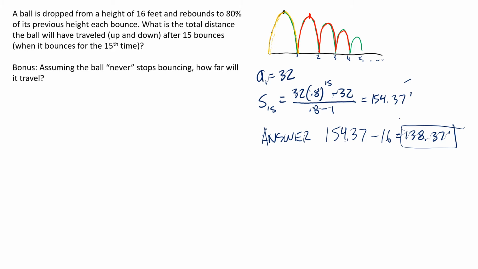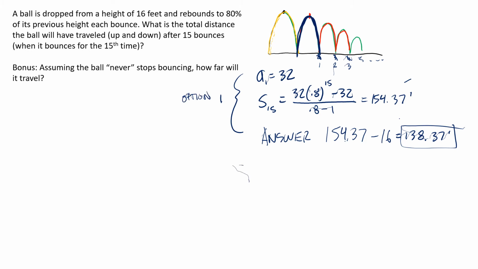Now that's if we pretended that this right here was our first term. We can do this another way by saying, let's not say that. Let's say our first term is this one. If we use that as our first term, we just have to add in that first drop of 16. The only difference is that now this isn't the second bounce, it's the first bounce. This isn't the third bounce, it's the second, not the fourth, but the third. So the total number of bounces in this second scenario would be 14 instead of 15. So that was option one.